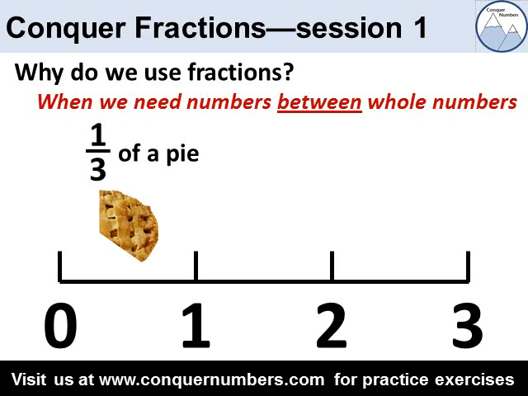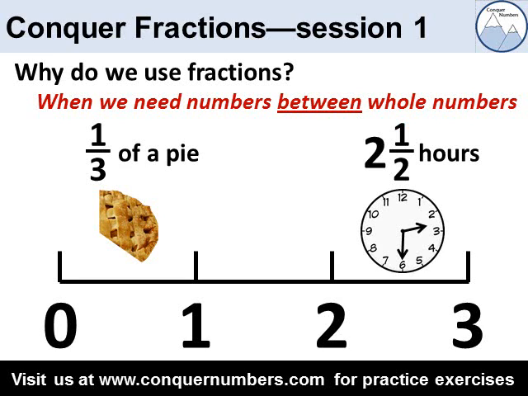So for example, let's say after Thanksgiving dinner, you have 1/3 of a pie left over. You have more than 0 pies. If you had 0 pies, you would be right here and you wouldn't have any pie. But you have less than 1 pie. If you had 1 pie, you would be over here and you would have a whole pie. You have between 0 and 1 pies. You have 1/3 of a pie. So the fraction 1/3 lets us understand that we have between 0 and 1 pies.